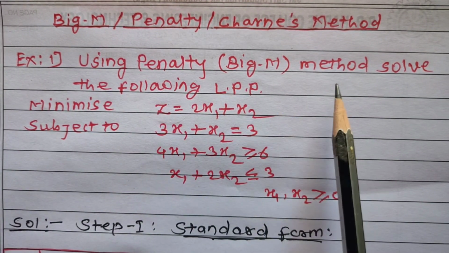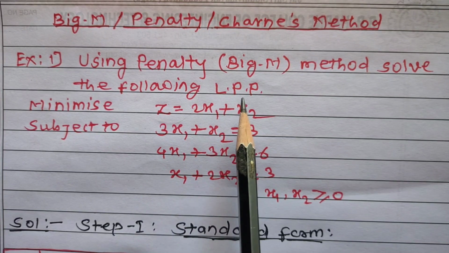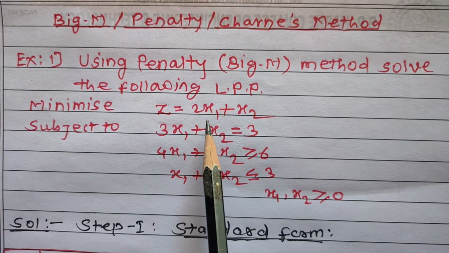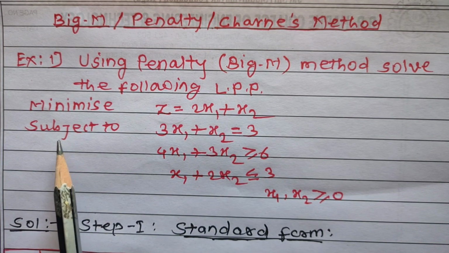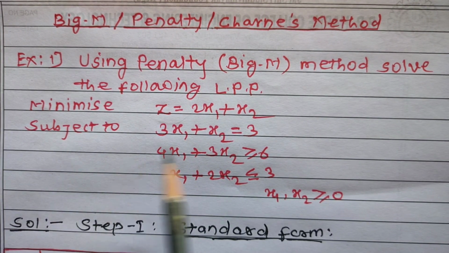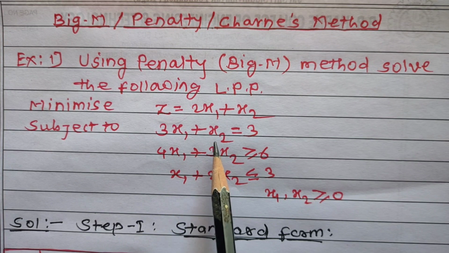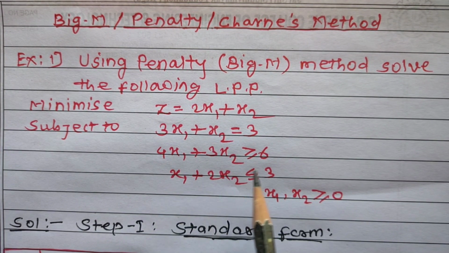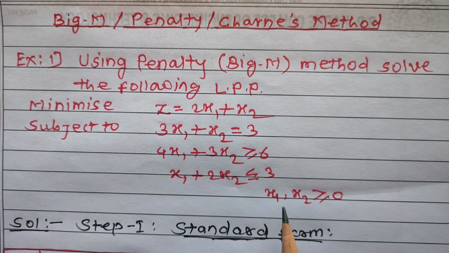Using the penalty method, solve the following L.P.P. The objective function is given like this: minimize z equal to 2x1 plus x2, and the constraints are given subject to: first constraint is 3x1 plus x2 is equal to 3. Second constraint is 4x1 plus 3x2 greater than or equal to 6, and third constraint is x1 plus 2x2 less than or equal to 3. And here decision variables x1, x2 are greater than or equal to 0.